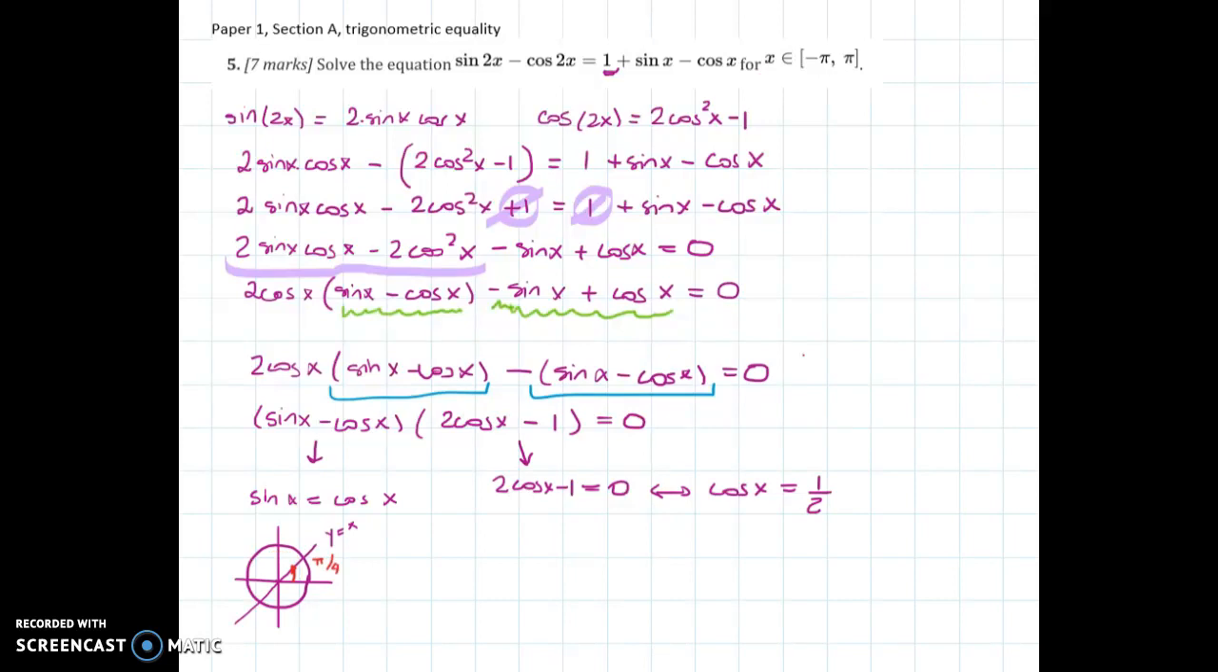But we could go to the negative side, so we could go clockwise, and we have over here minus 3 pi over 4. So both of those angles give us the value of sine of x equal to the value of cosine of x. So from here we get two possible solutions in our interval. Either x is equal to pi over 4 or x is equal to negative 3 pi over 4. That's for the first factor. For the second factor, we want cosine of x to be equal to 1/2.